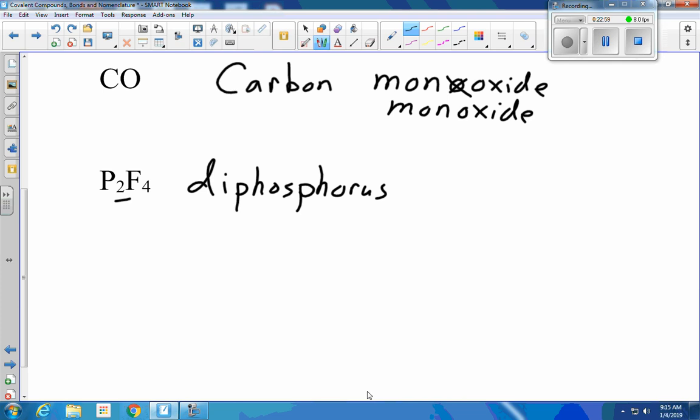And I have 4 fluorines. So I have 4, so I'm going to use tetra. I'm not going to call it fluorine, I'm going to call it what? Fluoride. So diphosphorus tetrafluoride. It's not that hard, is it? It's using prefixes. So it's a very easy name.